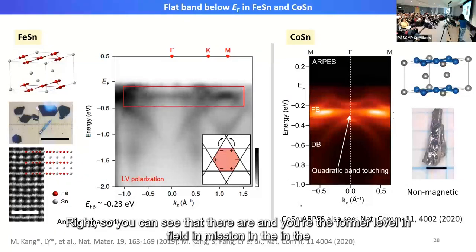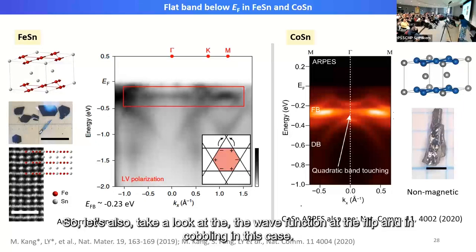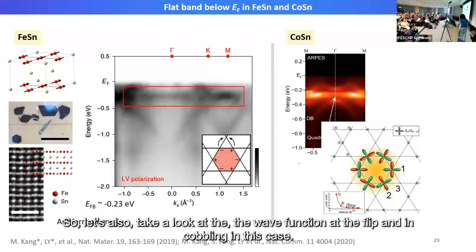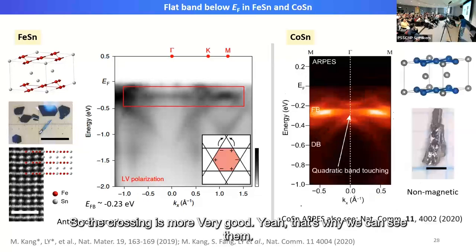Right, so you can see that there are flat bands near the Fermi level in photoemission in the ab plane. Right. So let's also take a look at the wave function of the flat band in cobalt tin in this case. So the crossing is more than the Fermi energy. The crossing between the flat band is not in those two materials now. Yeah, that's why we can see them very clearly in photoemission.